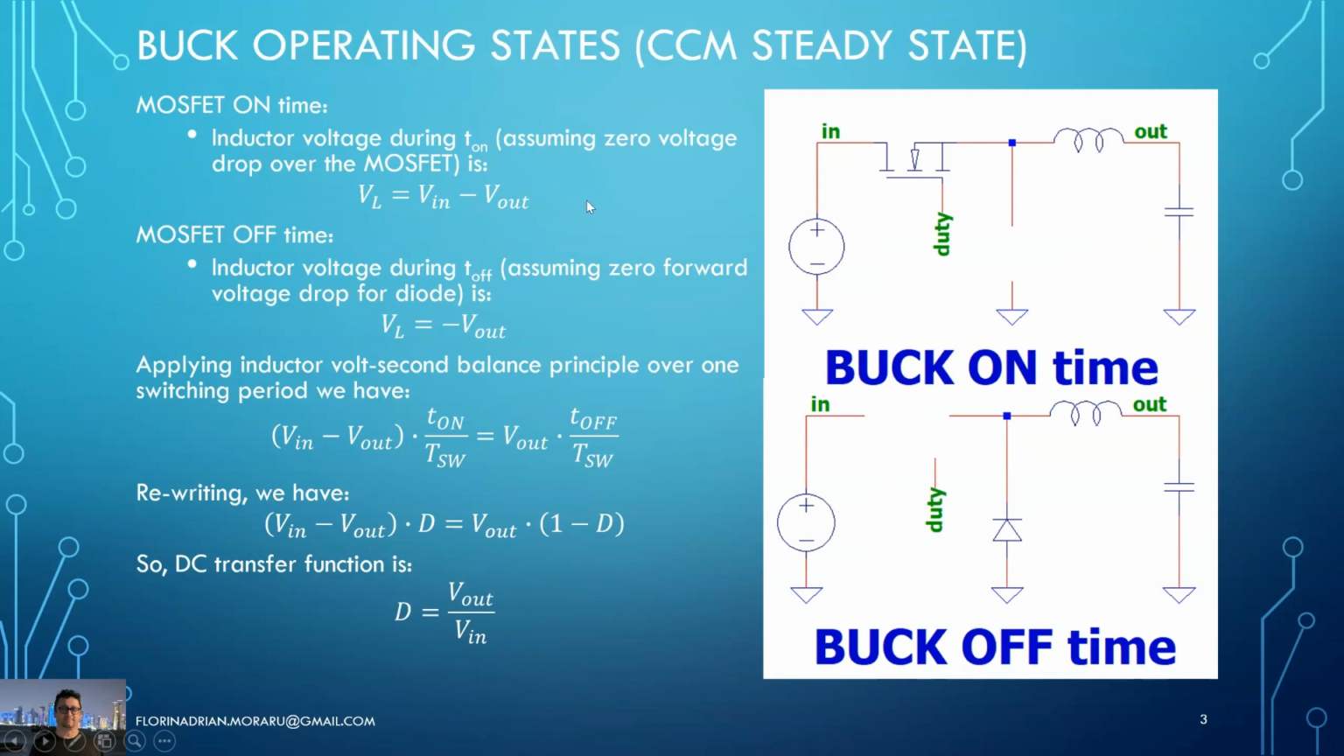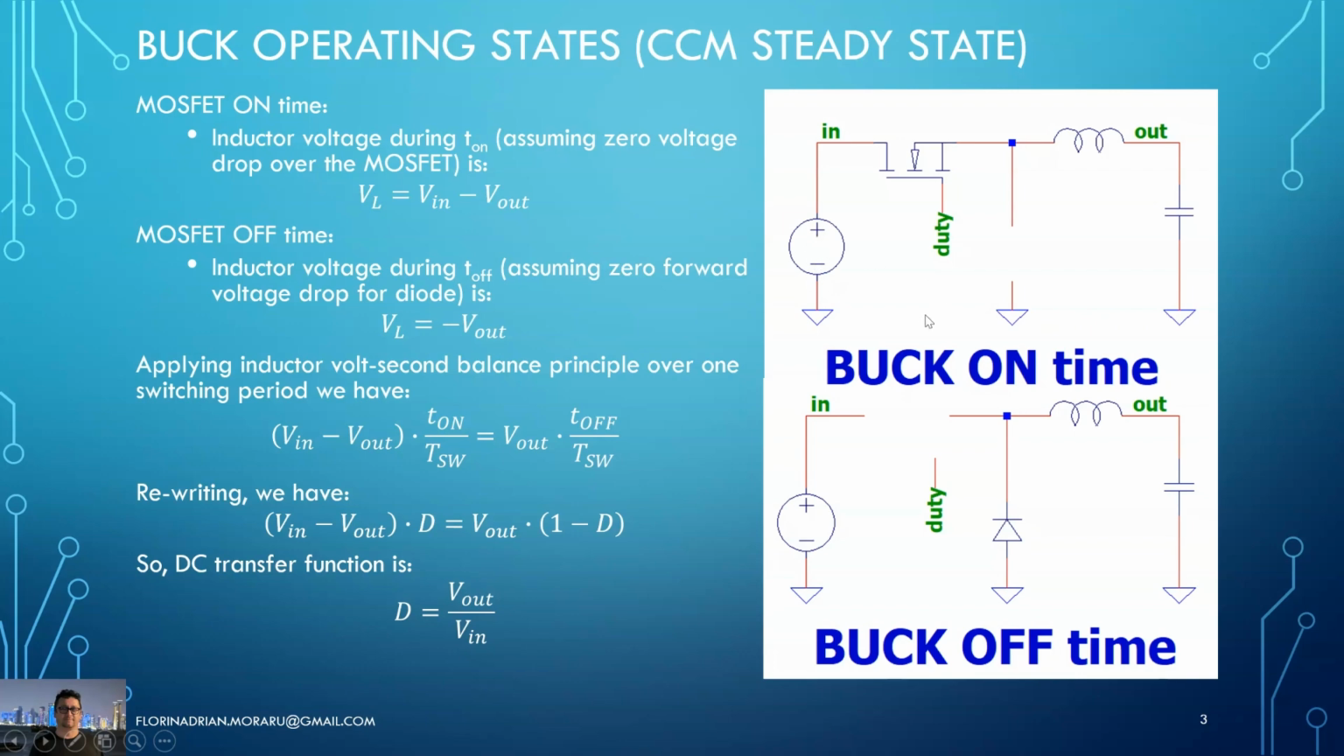First, about the operating states, we will consider continuous conduction mode of operation and steady state. We have actually two states. During the on time of the MOSFET, the energy is taken from the input voltage source, goes to the inductor and to the output capacitor and load, which is not represented here, and the current goes back on the ground return path to the input voltage source.